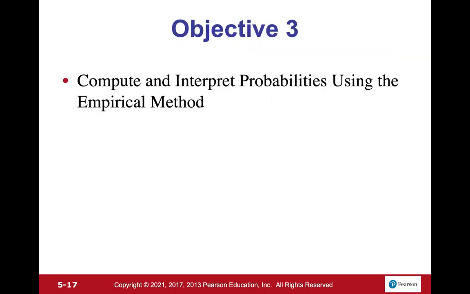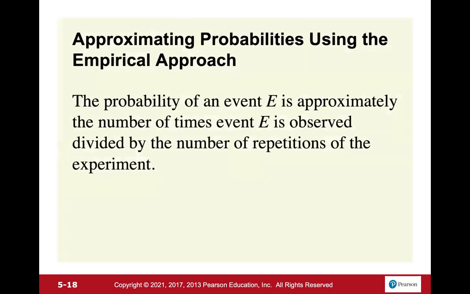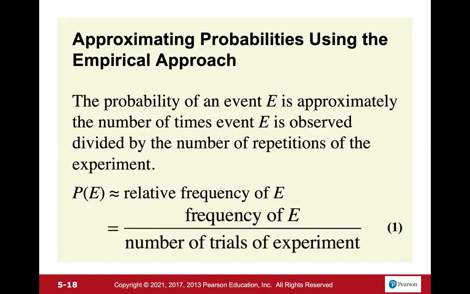Next, compute and interpret probabilities using the empirical method. So, approximating probabilities using the empirical approach: the probability of an event E is approximately the number of times event E is observed divided by the number of repetitions of the experiment. So again, it's kind of like the relative frequency. That's the best way we could describe it. It's going to be the frequency of E divided by the total number of trials of the experiment.